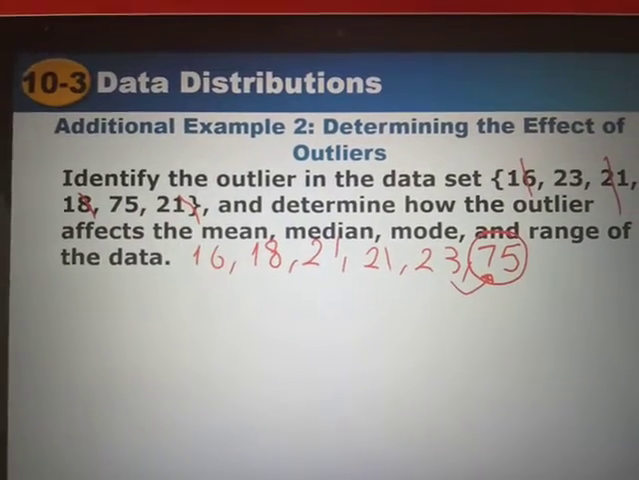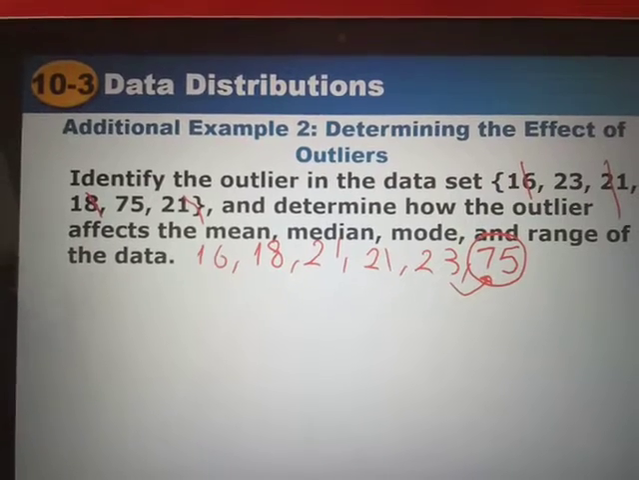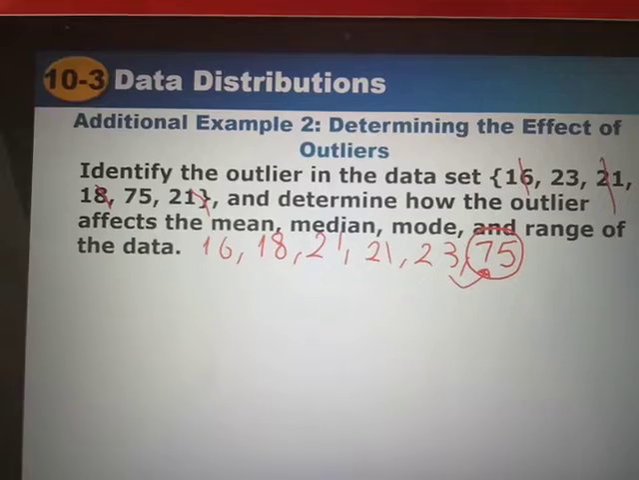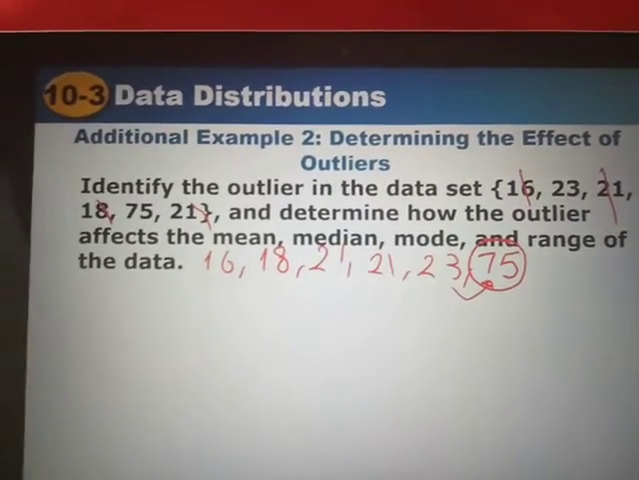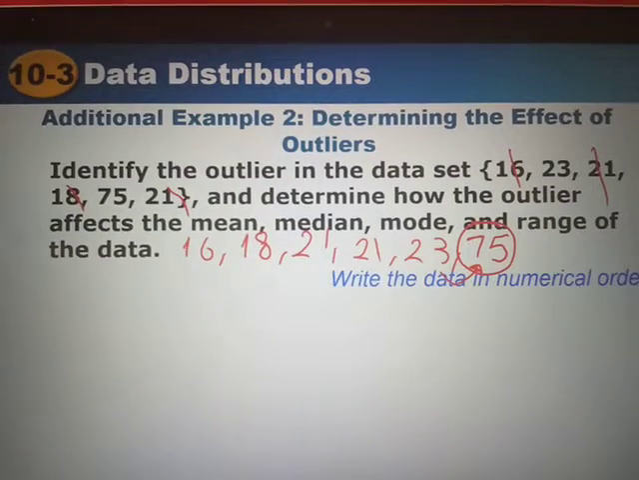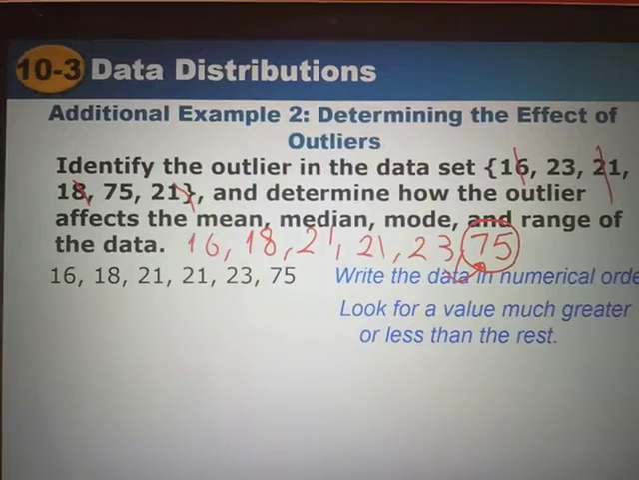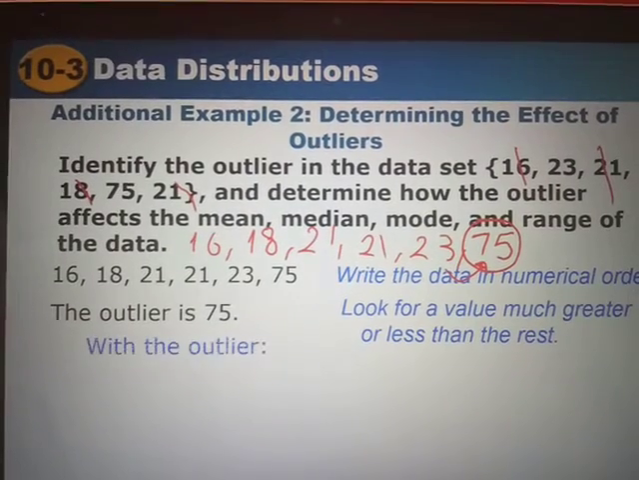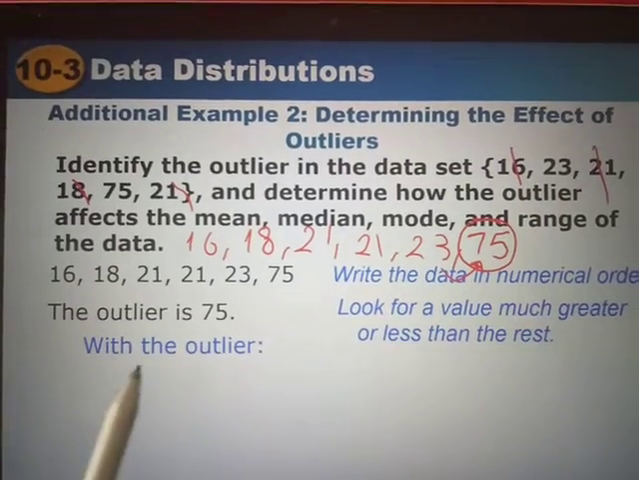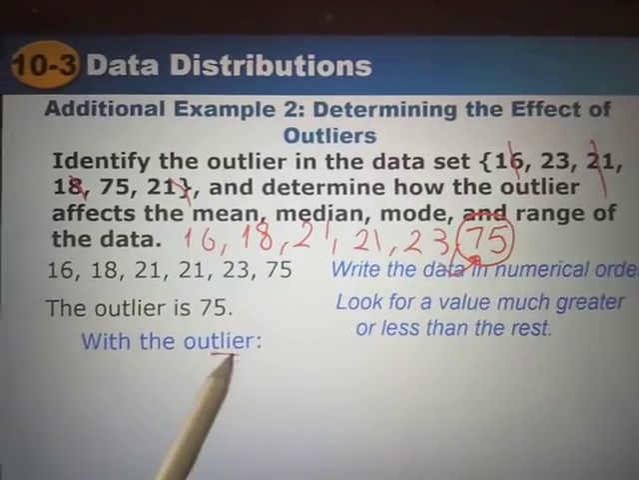How can we get the effect of the outlier on the data? Get the mean, median, mode and range without the outlier and with it, and compare between the values you have. So first we will get the mean, median, mode, and range with the outlier.